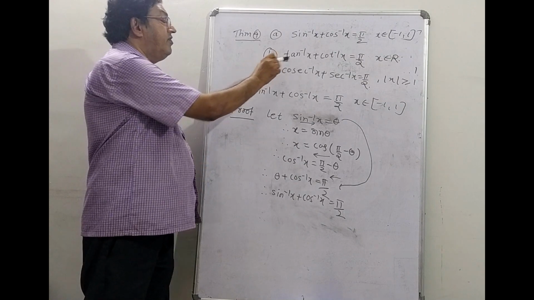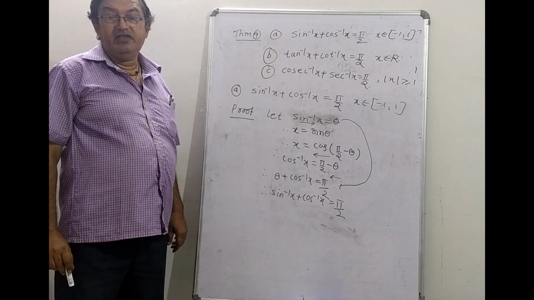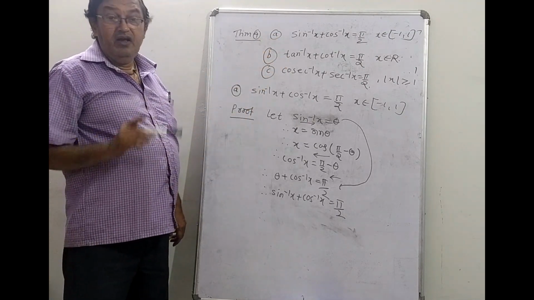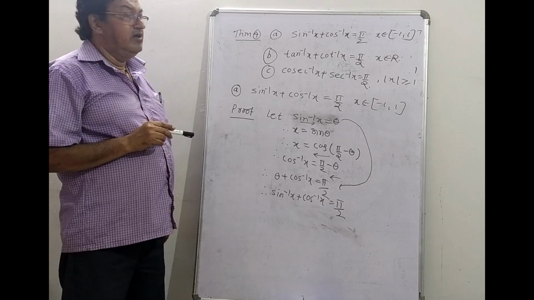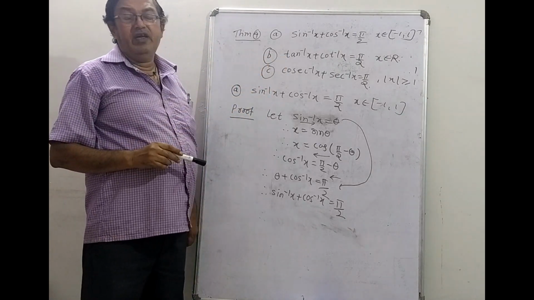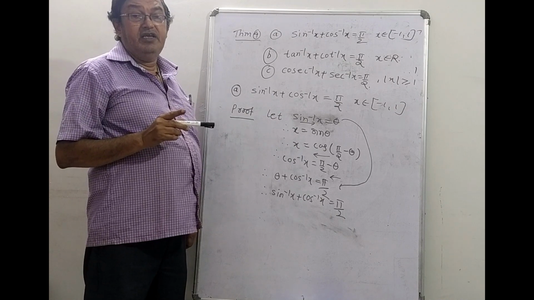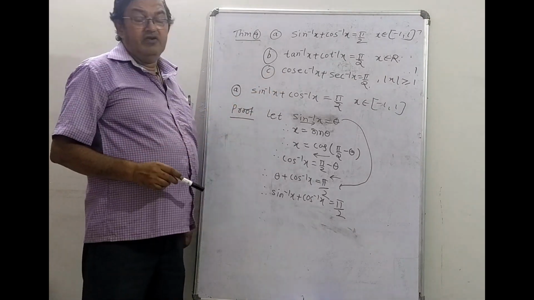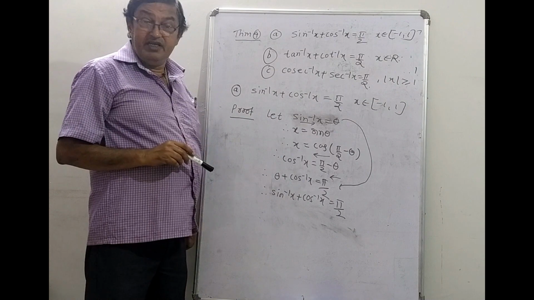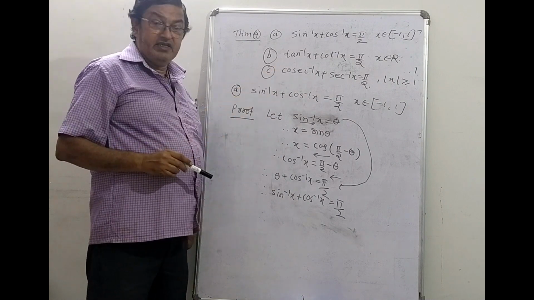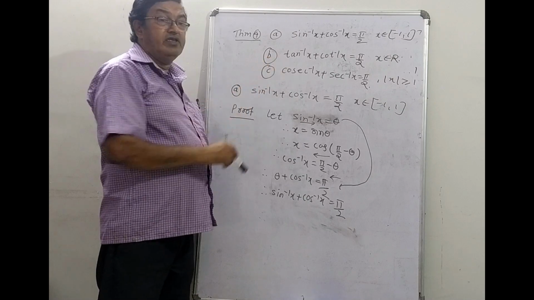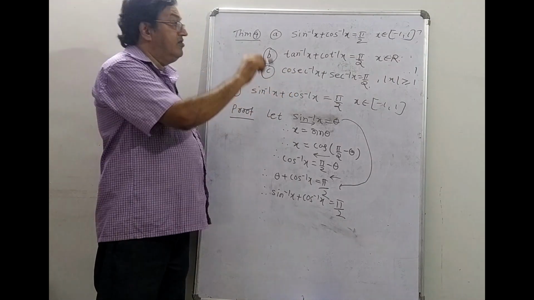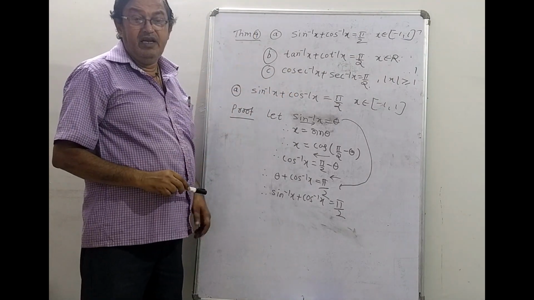Similarly, you can go for the second one. You can take tan inverse of x is equal to theta. Then x we can take as tan theta, which can be replaced by cot of pi by 2 minus theta. So this tan theta, using allied angle, we can convert to cot of 90 minus theta, and that 90 can be taken as pi by 2. And in the third case, cosec inverse of x we can take as theta. Then x will be cosec theta, and cosec theta can be replaced by sec of 90 minus theta. So on the same basis, we can prove the second and third part.